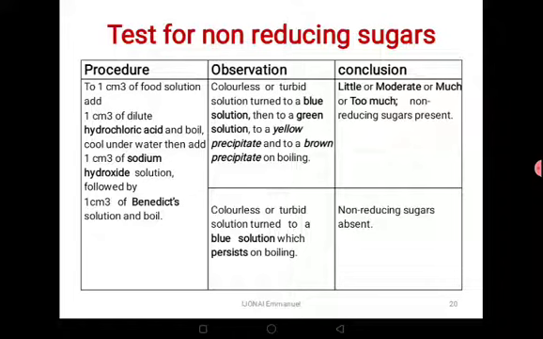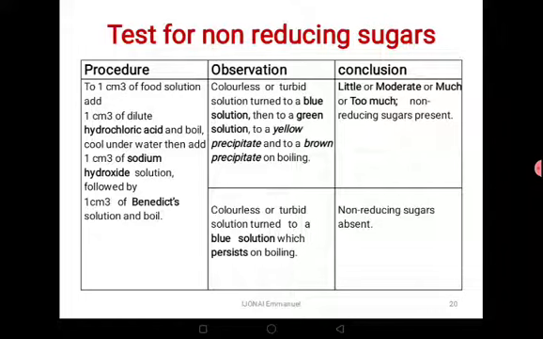So what would you see? A colorless solution or a turbid solution, you write one depending on what you have seen. It turns to a blue solution. Of course, when you add Benedict solution, it turns to a blue solution, then to a green solution, to yellow precipitate, to brown precipitate on boiling, depending on the quantity of the sugars present.